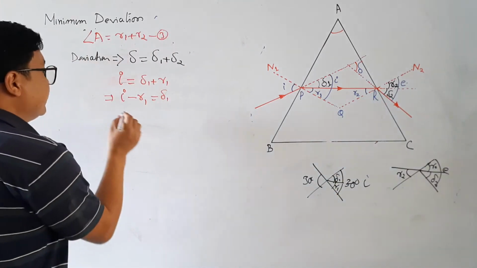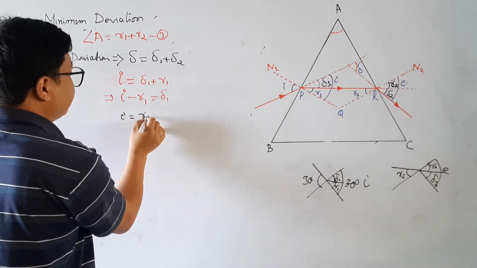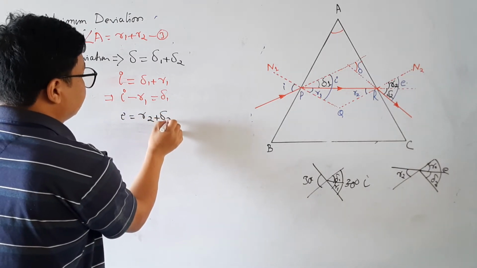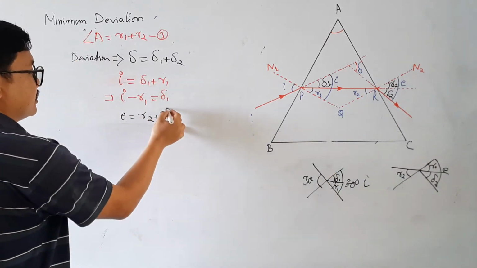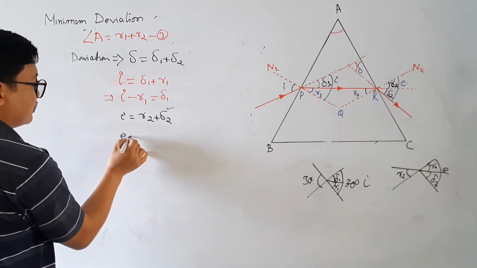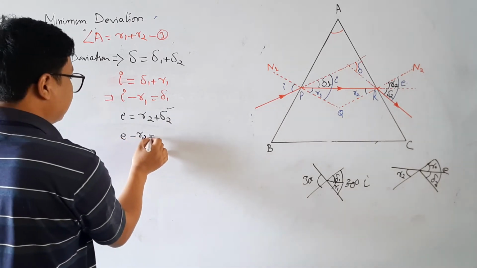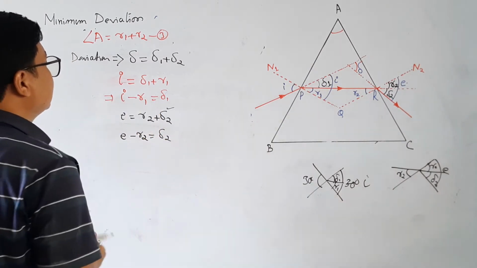Then how much will be E? So E is equal to R2 plus delta 2, isn't it? R2 plus delta 2 is E. Then I am interested in delta 2. So there is E. I will take this R2 here, so E minus R2 is equal to delta 2. So I got delta 2 as well as delta 1.